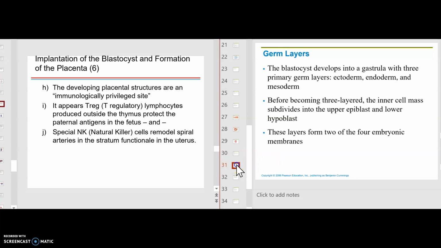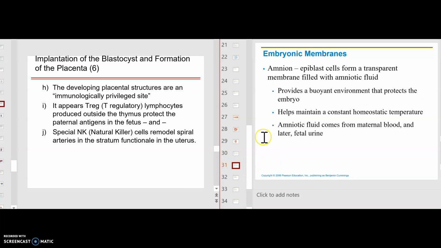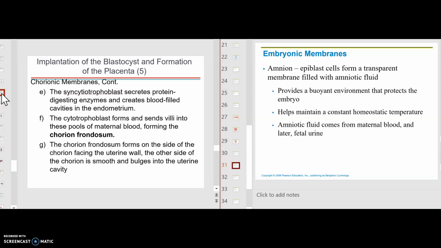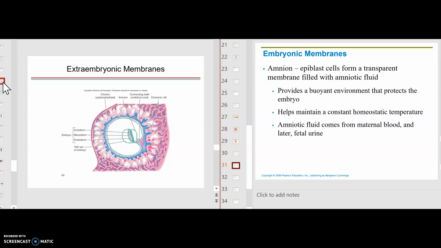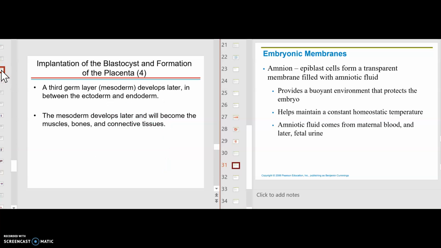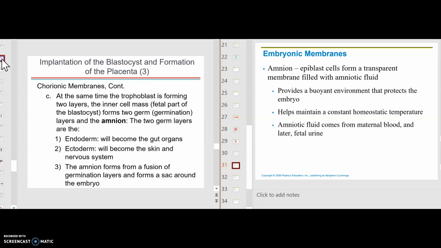Okay, so we'll come further. The amnion forms from epiblast cells, a transparent membrane filled with amniotic fluid. Now the amnion is going to form between the inner cell mass, let me go back here, between the inner cell mass, and I'm going to come back here.